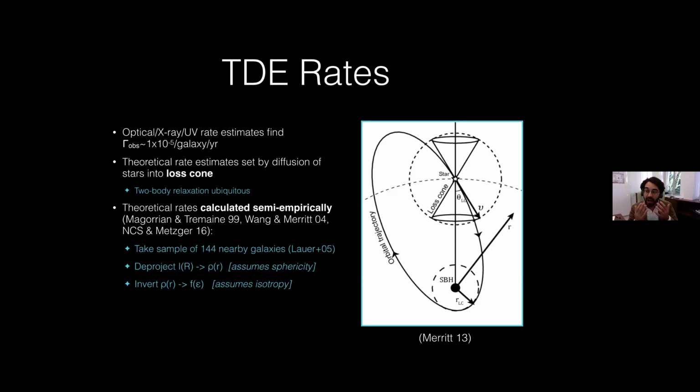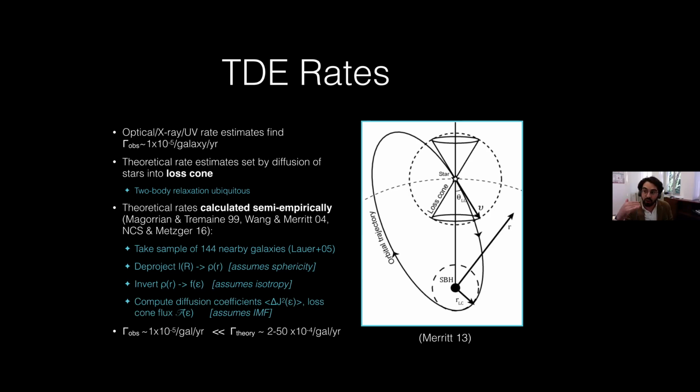What I did in collaboration with Brian Metzger a few years ago was really to build on this earlier work by Scott Tremaine and David Merritt and their collaborators, and take a large sample of HST photometry of nearby galaxies, make a few assumptions, but I should emphasize these are generally conservative assumptions that act to give us a lower limit on TDE rates.